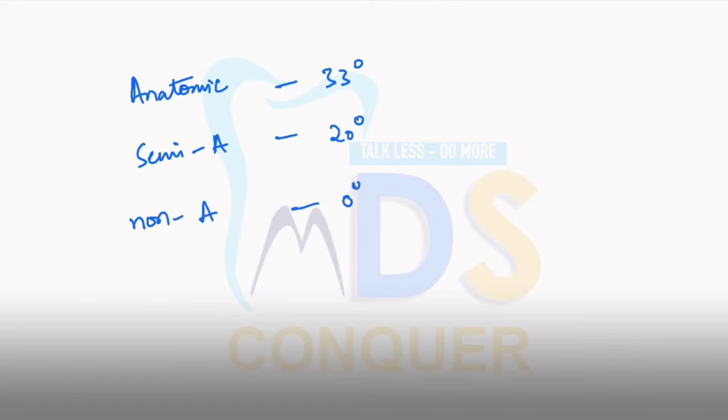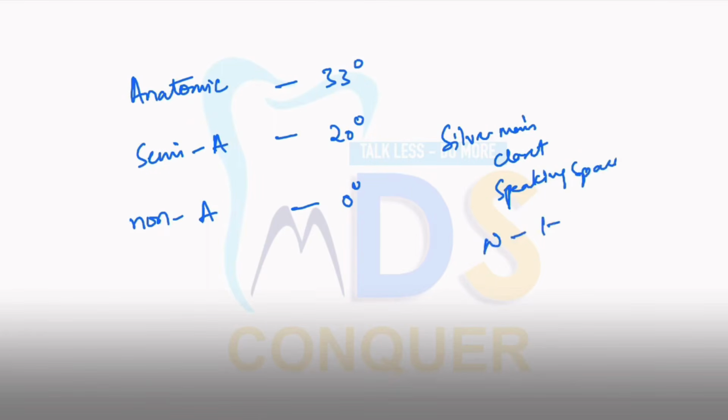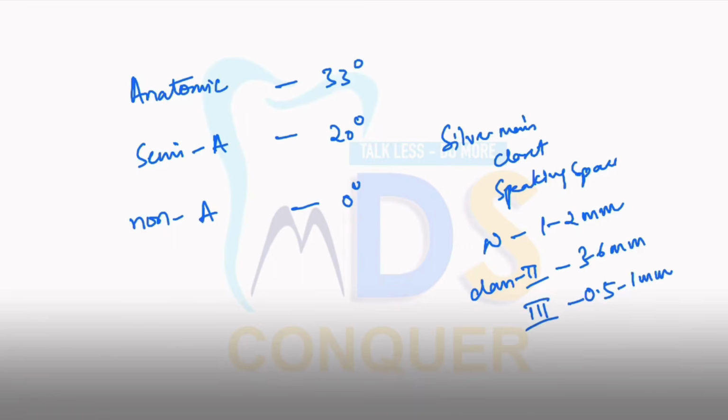But if you want, you can make a note about Silverman's closest speaking space. The normal value is 1 to 2 millimeters, whereas in the case of class 2 it's going to be more, that is 3 to 6 millimeters, whereas in the case of class 3 it will be less, that is 0.5 to 1 millimeter. So make a note, these topics were repeated in the last few years of the NEET examination.